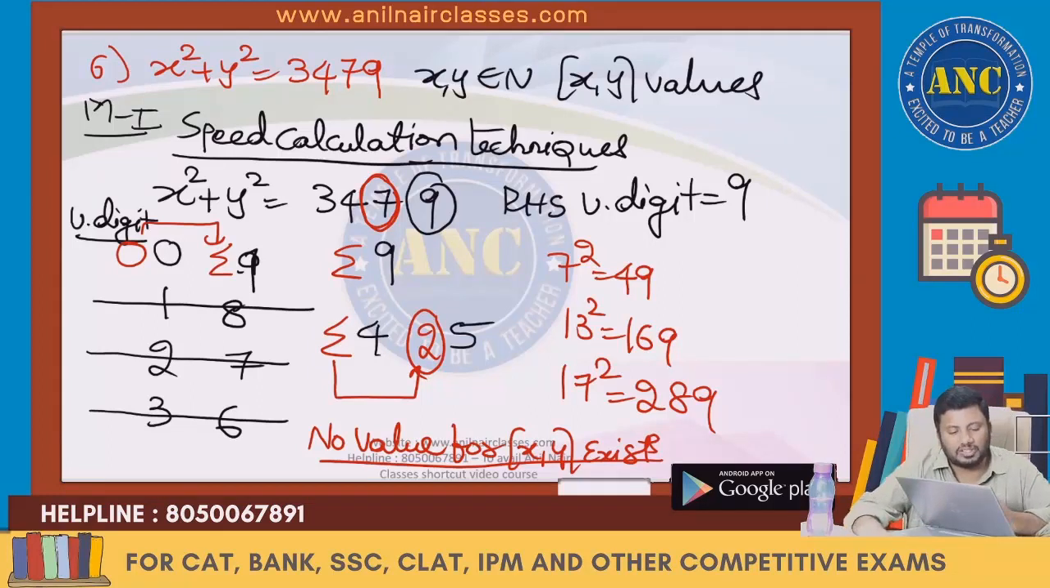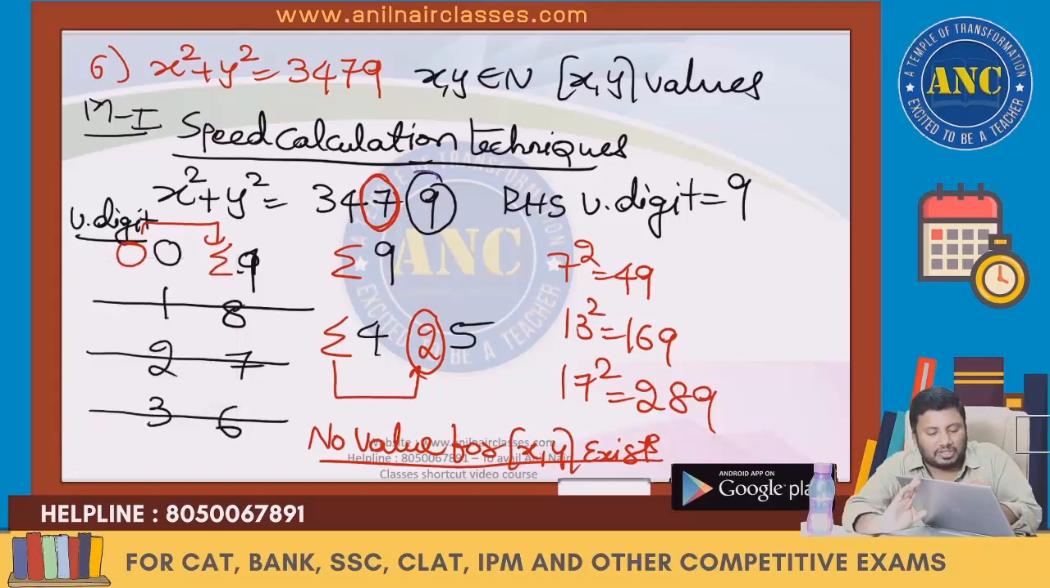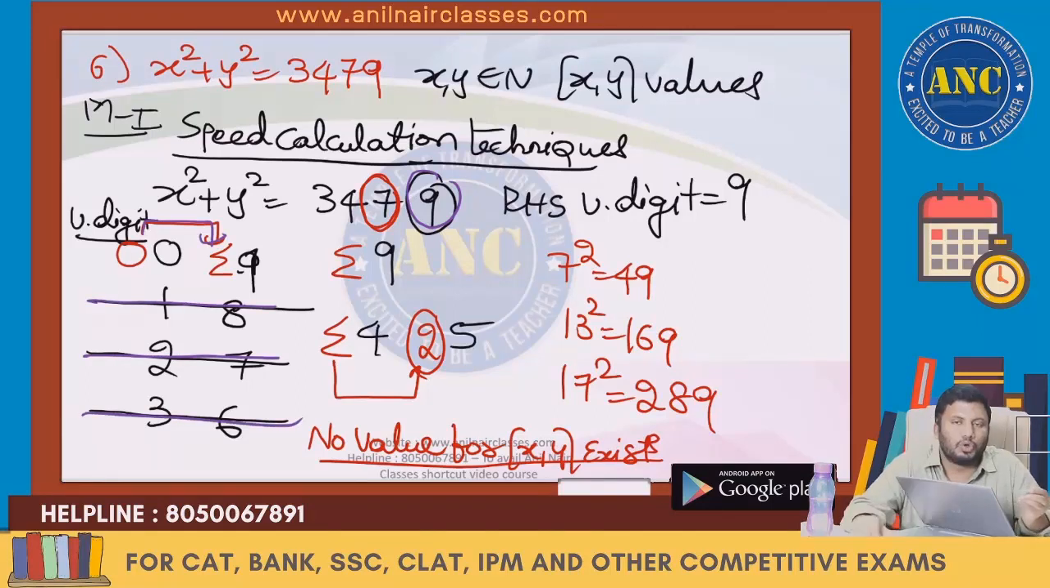x square plus y square equals 3479. Any perfect square ending with 9: 0 plus 9 is 9, 1 plus 8, 2 plus 7, 3 plus 6, 4 plus 5. A perfect square cannot end with 2, 3, 7 or 8. Any perfect square ending with 0, the tens place is 0. Any perfect square ending with 9, the tens place is even.